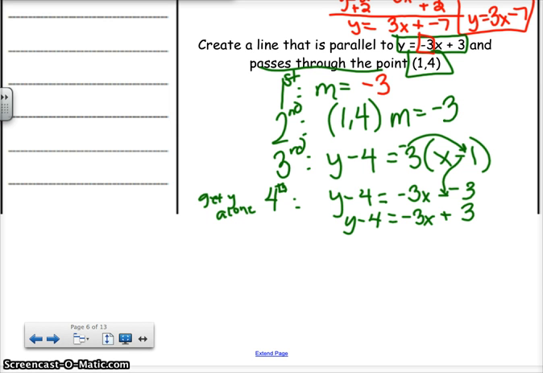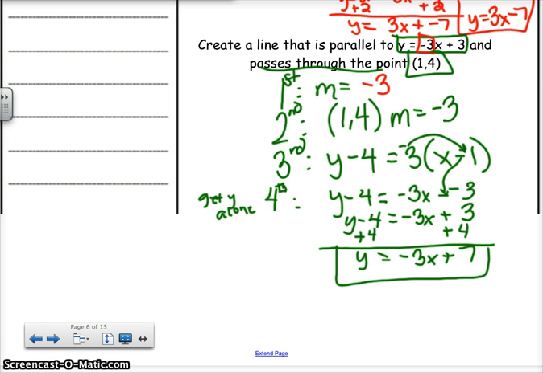Now y is almost all by itself. I'm almost there. I add 4. Y equals negative 3x plus 7. That's a lot of work. A lot of work to find parallel lines and create an equation. Huge on the MCA. Okay, it's huge, so you need to know this.